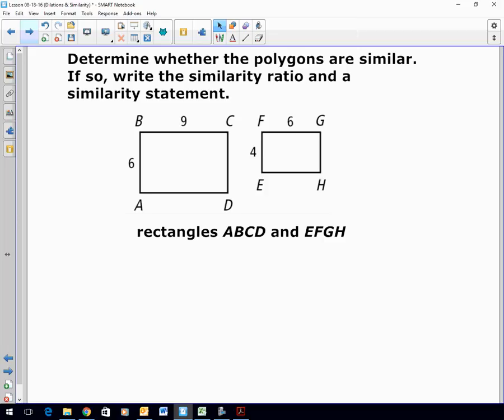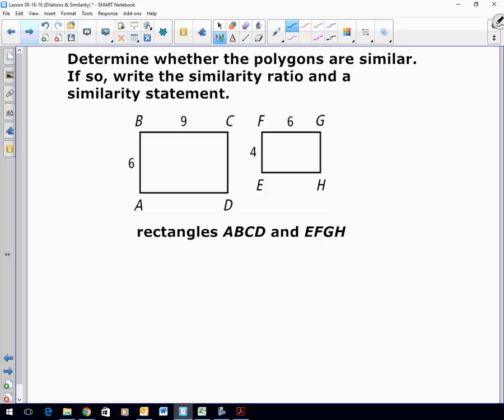Here's why. This is what a problem is going to look like. Determine whether the polygons are similar. If so, write the similarity ratio and a similarity statement. This is for rectangles ABCD and EFGH. Okay, let me model this for you. Let me show you how to solve this problem. All right? If I've got ABCD, EFGH, okay, here's what I got to do. I got to break it down.